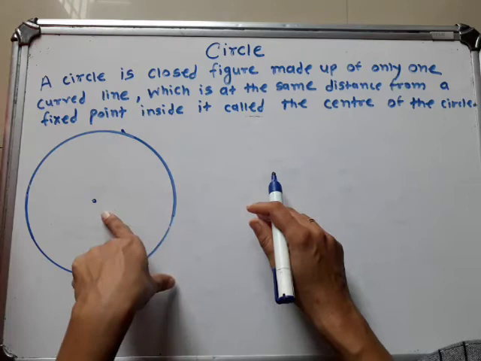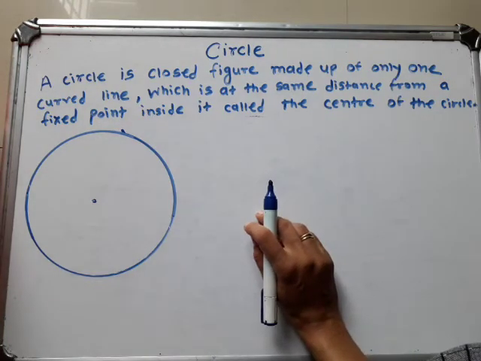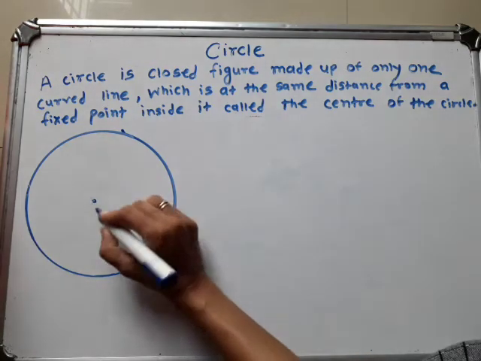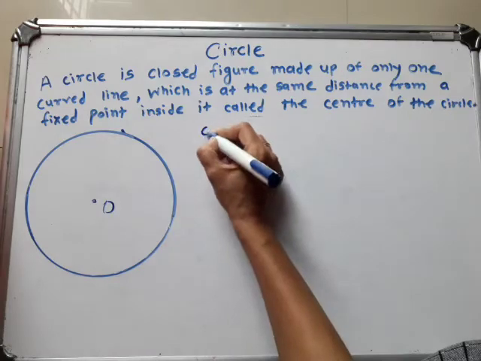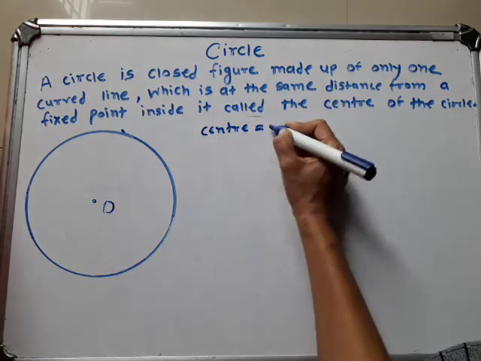The fixed point inside it is called the center of the circle. We write the name here as O. So the center of the circle is O.